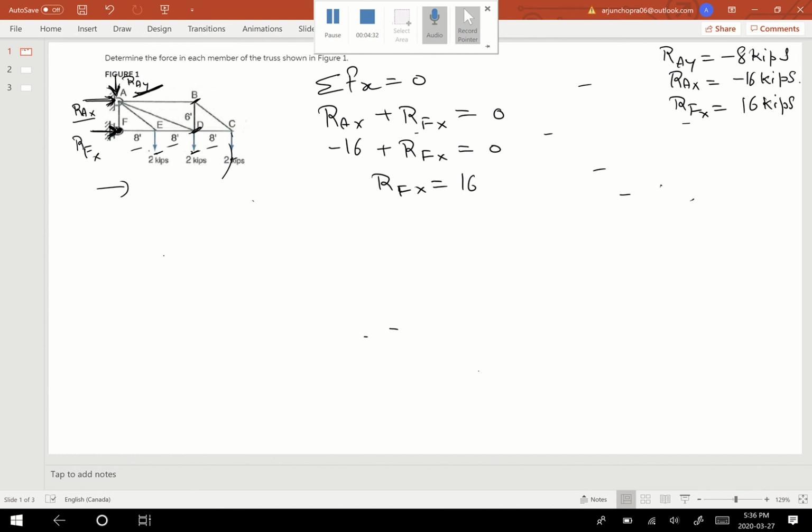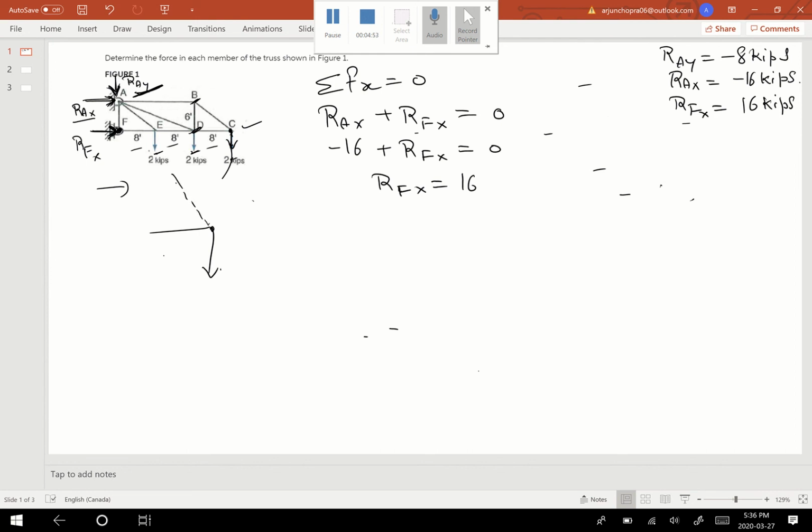Now I will start finding the load in the members. First of all, I'll draw a free body diagram about point C, because a load is given to me here. So let's try and draw the free body diagram at point C. You could have done this as a first step also, but usually what I like to do is I always like to find the reaction loads first.